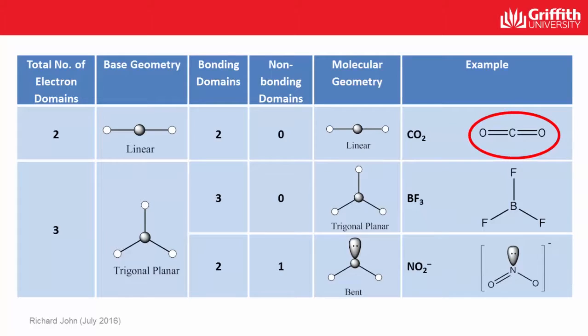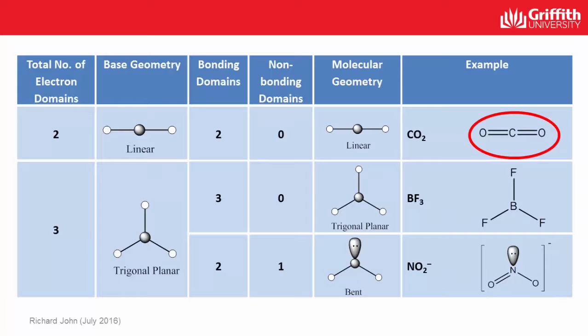So, for example, the Lewis structure for carbon dioxide shows a central carbon atom attached to 2 oxygen atoms via double bonds. This gives a total of 4 bonding pairs of electrons around the central carbon atom in accordance with the octet rule. In terms of the geometry of the carbon dioxide molecule, however, each of these double bonds is considered a single domain of electron density.